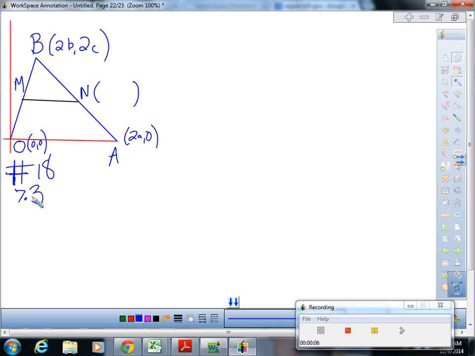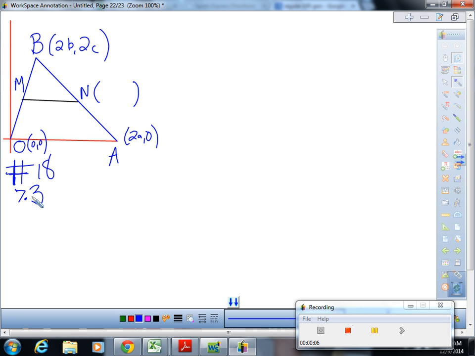We're trying to prove the midline theorem. The midline theorem says that if the midpoints of a triangle are connected, then the segment formed is both parallel to and half the length of the opposite side, in this case the base. So first we have to show that M and N are midpoints of their respective sides.